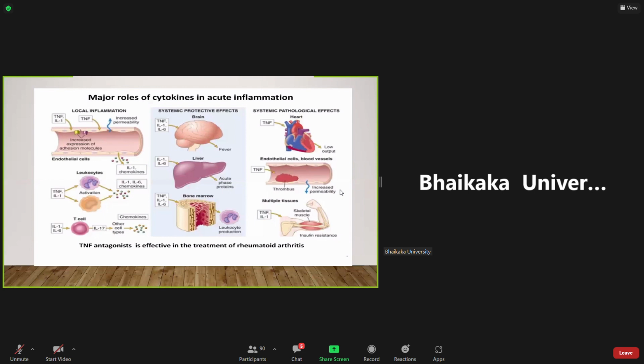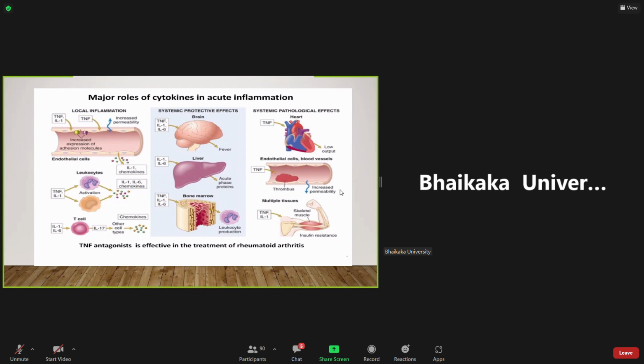As you can see, increased expression of adhesion molecules has been shown. The TNF and IL-1 are acting on it, which causes increased permeability of the vessel. And endothelial cells are also secreting IL-1 and chemokines.